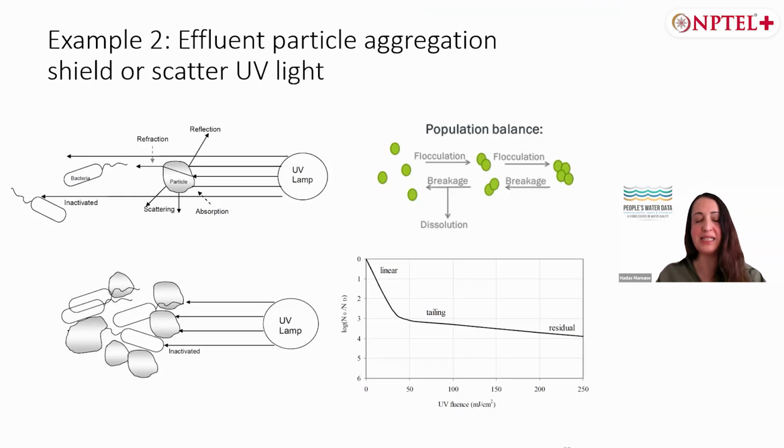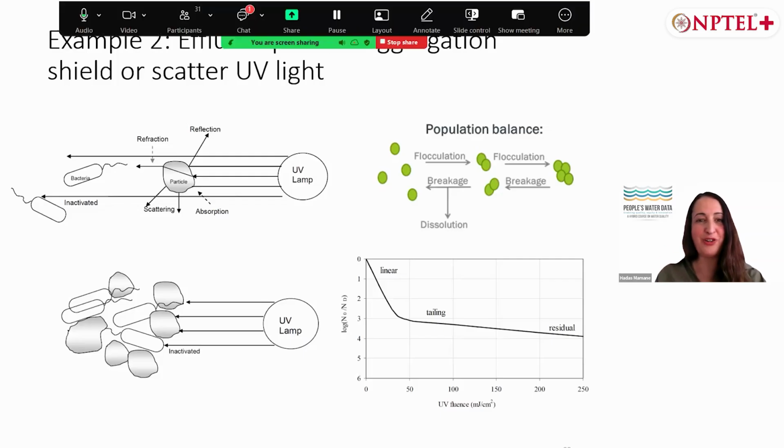And these two examples actually show that there is an interaction between particles and microbes in water, or particles with micropollutants, or particles with ozone, particles with filtration, and all the different types of water treatment technologies.